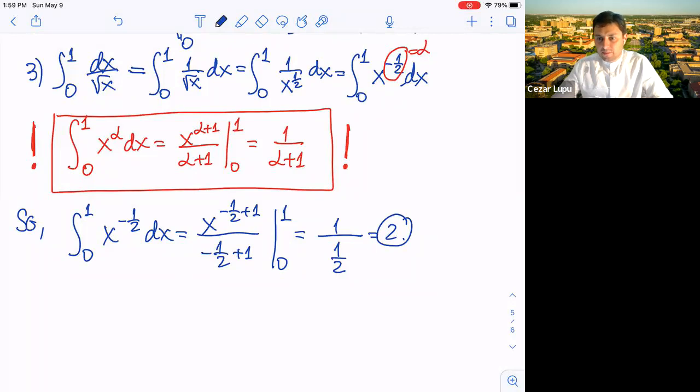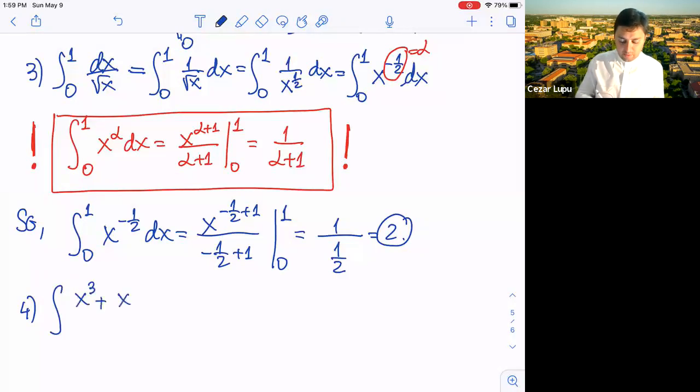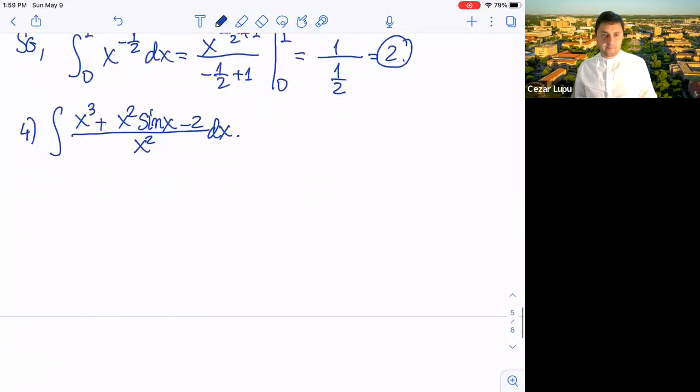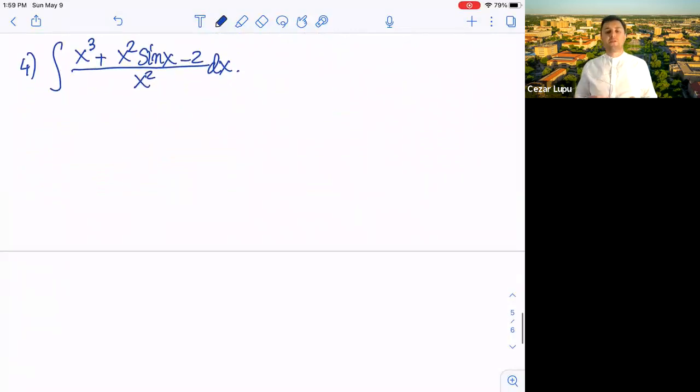Does it make sense? Okay. All right, let's see the fourth one. The fourth one was an indefinite integral this time. So pay attention. It's the integral of x cubed plus x squared sine of x minus 2, everything over x squared. So what would you suggest in this case? I have a mess there, so I need to do something about it. What should we do?